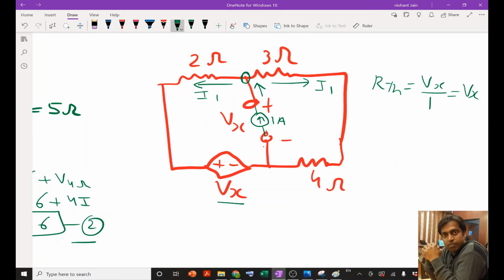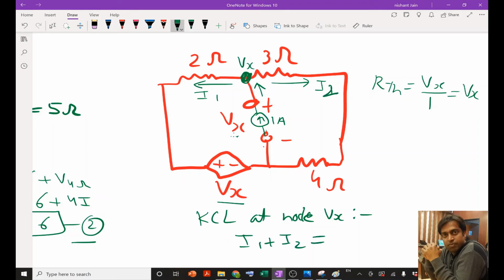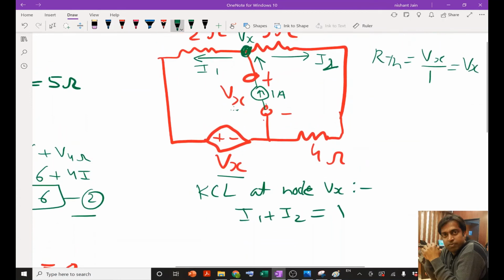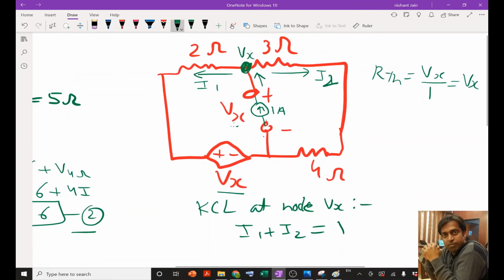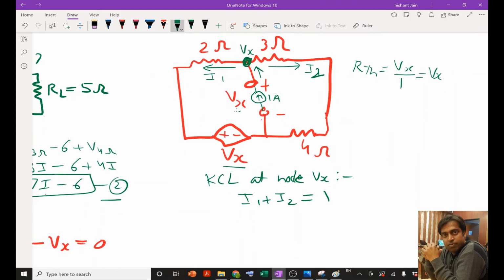And this node, voltage at this node, you can see that it is given Vx over here. So the voltage of this node will be Vx. So my KCL equation at node Vx will be I1 plus I2, let it be I2, equals 1. So my I1 will be equal to this node voltage minus this dependent voltage source.